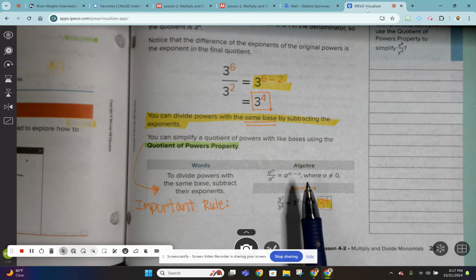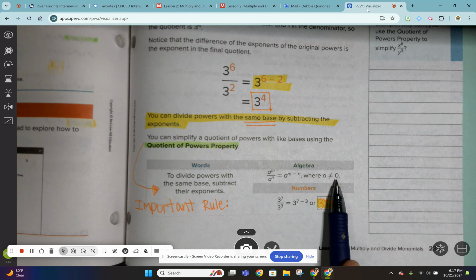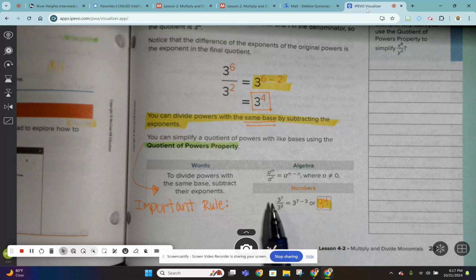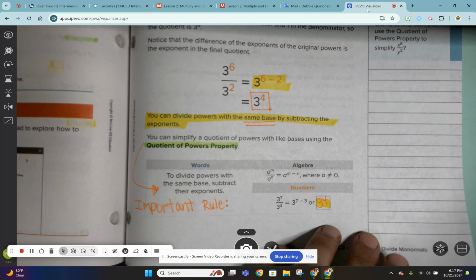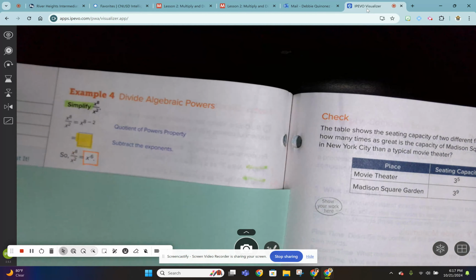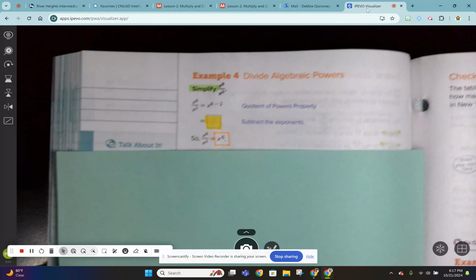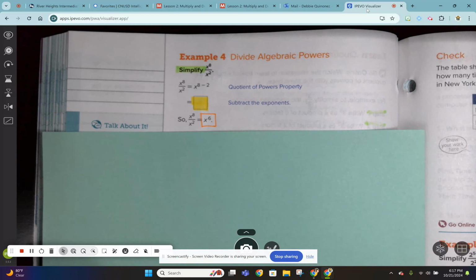It's showing you how this works algebraically, as long as your base is not equal to 0. And then it's showing you how this works numerically if you have a regular number for your base. And of course, recognizing that 7 minus 3 makes 4. Okay, so on your homework today, you're going to have an introduction to both of those. So now let's try it. All right, this will be our last example for today.